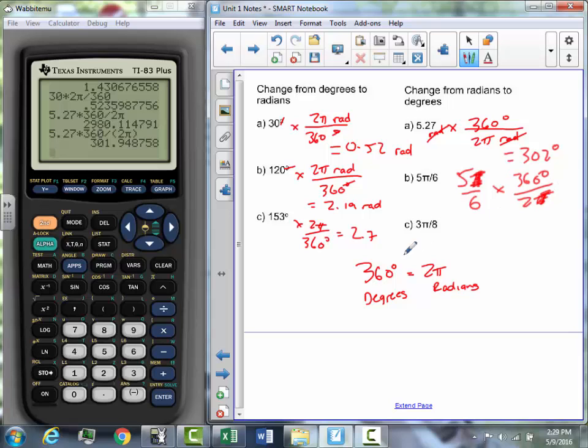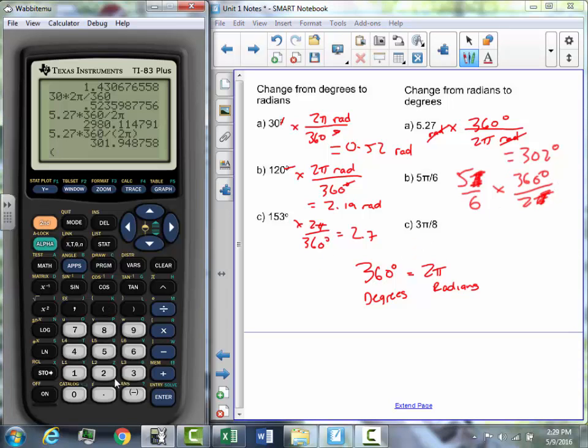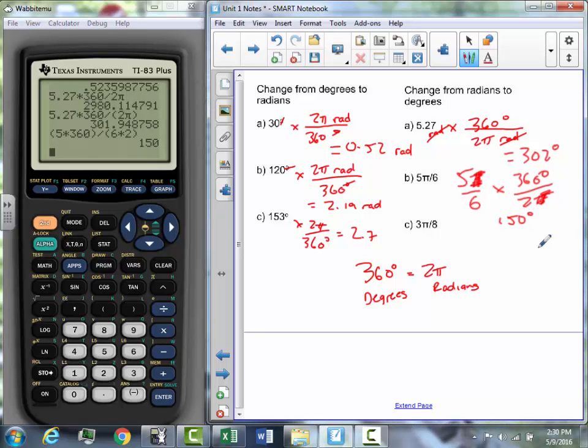It would change the answer? No, so long as you do brackets properly. So I might say let's do 5 times 360 on the top and divide by 6 times 2 on the bottom. I got 150. So I doubt they're actually going to give you something with pi as part of the fraction. They might though. I can't guarantee that. So it's actually not that hard.